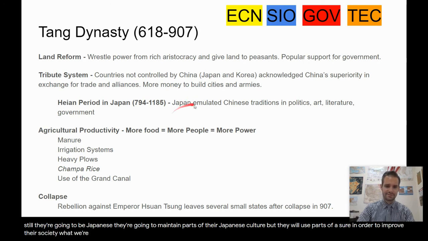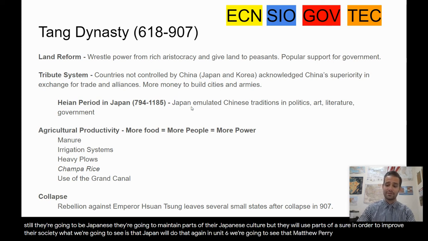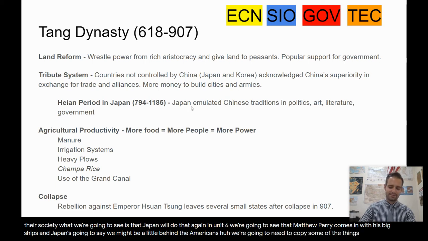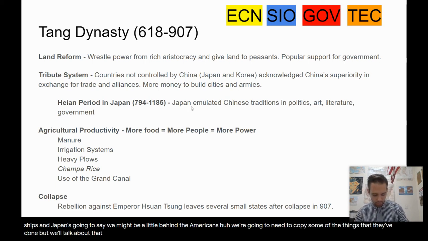What we're going to see is that Japan will do that again. In Unit 6, we're going to see that Matthew Perry comes in with his big ships, and Japan's going to say, ooh, we might be a little behind the Americans, huh? We're going to need to copy some of the things that they've done, but we'll talk about that more in Unit 6.